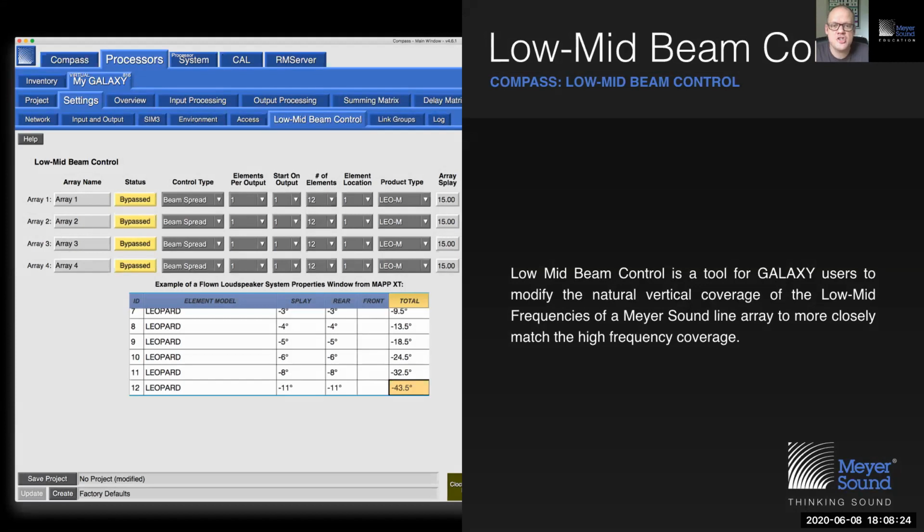It allows us to match the beam width of the low mids and have them match better those of the mid and high frequencies. It may sound abstract at this point, but rest assured, hopefully over the course of this webinar, it will become clear why there is room for improvement and how to achieve that.